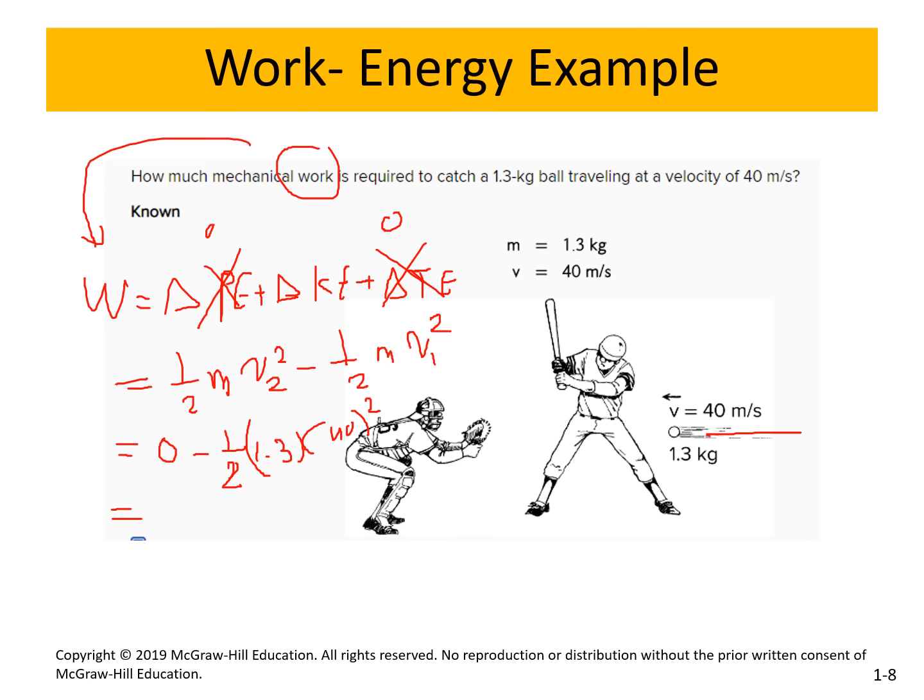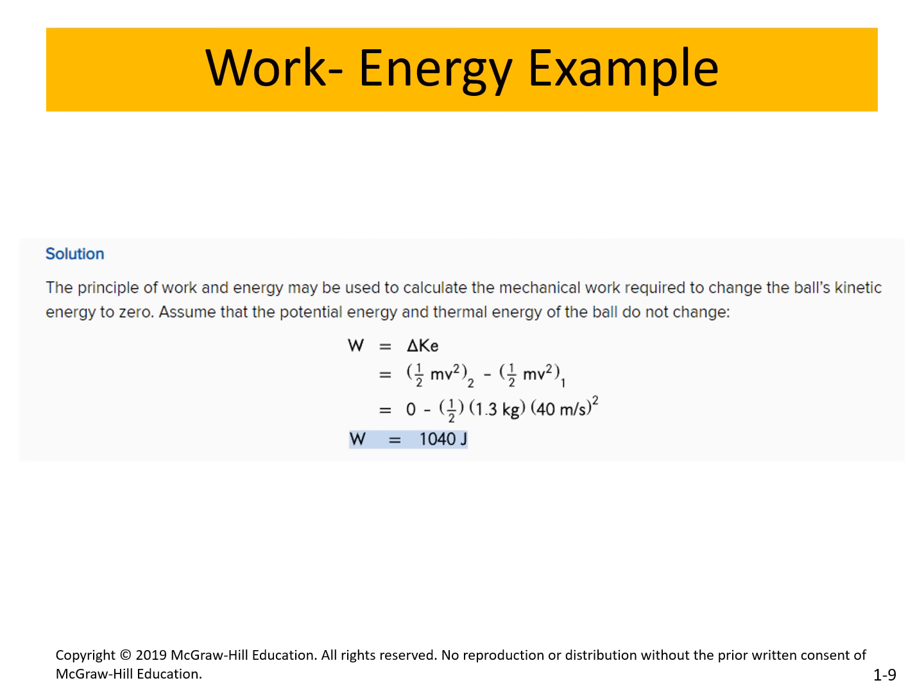And that's how much mechanical work you actually need to stop that ball. That's an important aspect in designing the glove. So if you do these calculations, half mv squared is 1040, but you need to write it as 1.04 kilojoules. So the work is in the opposite direction of the velocity.